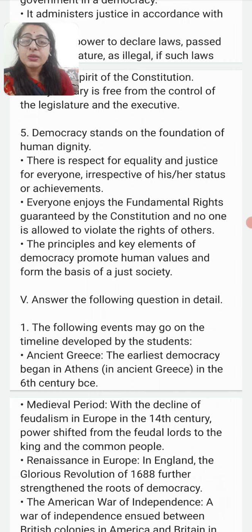The principles and key elements of democracy promote human values. They promote human values and form the basis of a just society. Okay, so let's proceed to the long questions and answers. Prepare a timeline for the growth and spread of democracy in the world over the ages.